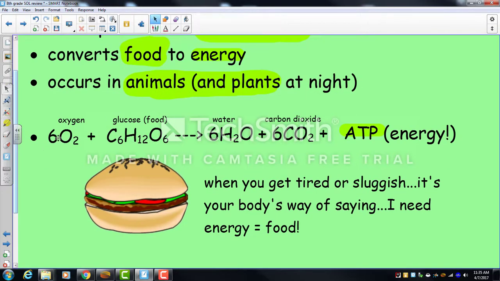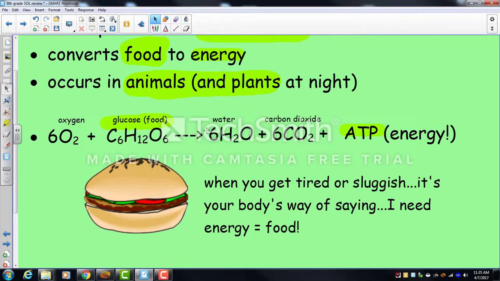So here is the equation again. I'm not sure if you'll have to have this memorized for the SOL or just be able to recognize it. Either way, think about this. Common sense. Think about yourself. You breathe in oxygen. Animals, we breathe in oxygen, 6O2. Plus, not just oxygen, but what do we need? We need food, glucose. The food that we eat is glucose, and it's a big molecule too. C6H12O6. It's a carbohydrate, CHO, there it is.